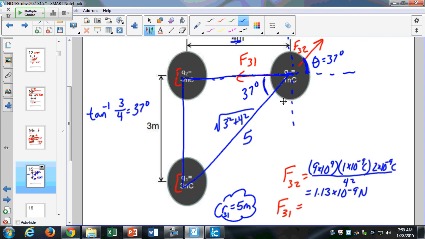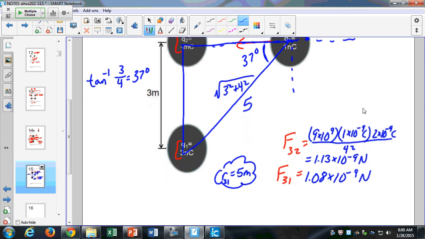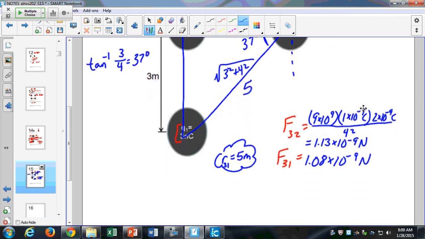Do you have an answer? 1.8 or 1 point? You're sure? 1.08. That's right. So the answer here is 1.08 times 10 to the minus 9 newtons. All right, this is pretty easy for y'all. It's a lot like what we did for gravitation, so hopefully it's straightforward.